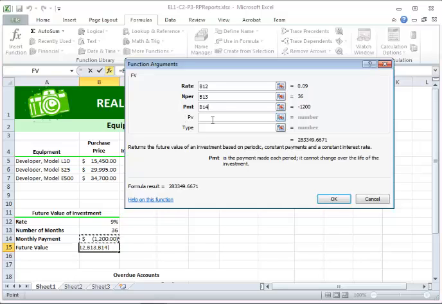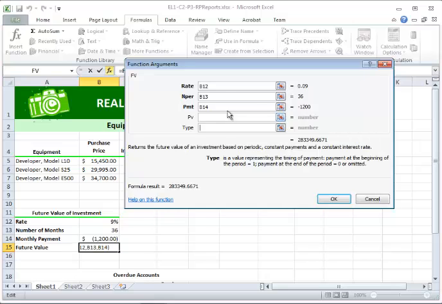So Pmt is for the payment amount, and Pv and Type, these two parameters are not required because they are not in thick bold letters, unlike Rate, Nper, and Pmt.